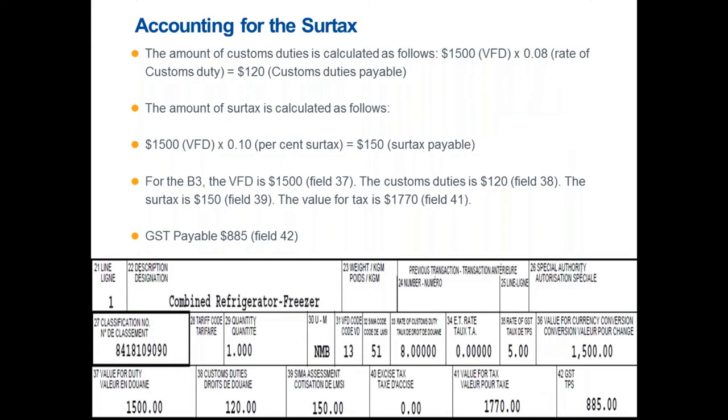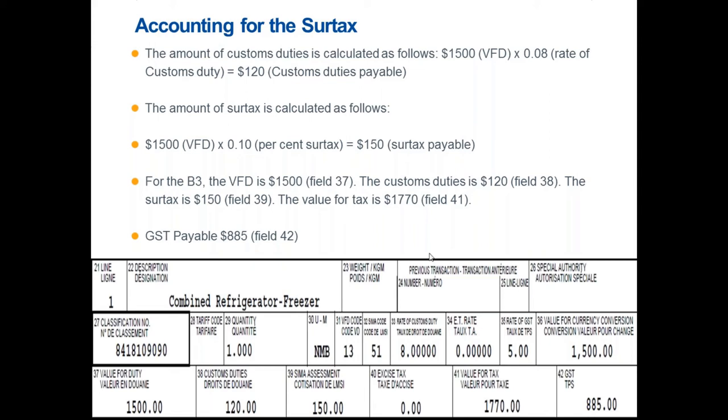So let's go back to the presentation. I just want to cover the accounting of the surtax. What I mean by accounting of the surtax is when we as a broker actually pay it and how we calculate it. Some of this information may be known for those of you who are really into the customs process. But if you're not, I'm just going to do a real quick overview.